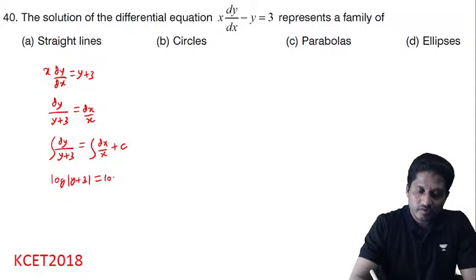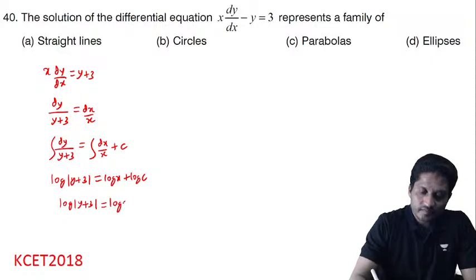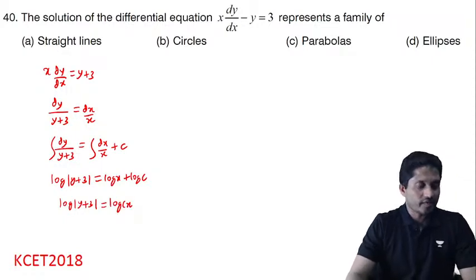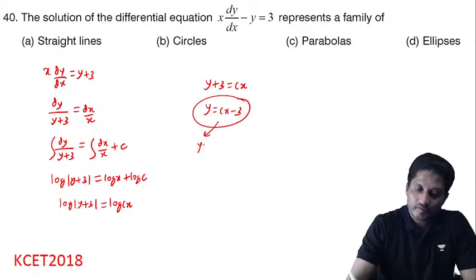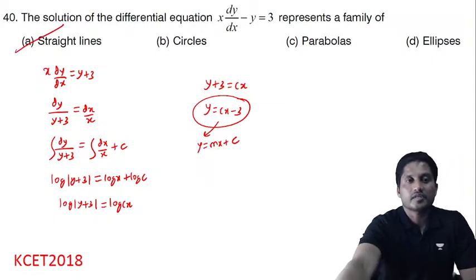Okay, and then this is equal to log x. C can be written as log c. Now log of y plus 3 equal to log of cx. Now if I equate the corresponding values, I get y plus 3 equal to cx. So this is of the form y is equal to mx, a straight line. Okay, let's move to the next question.